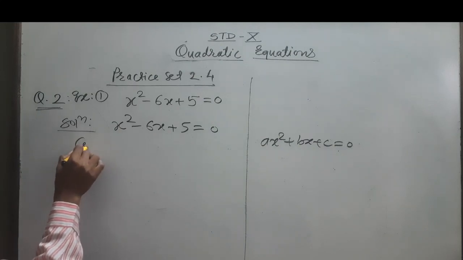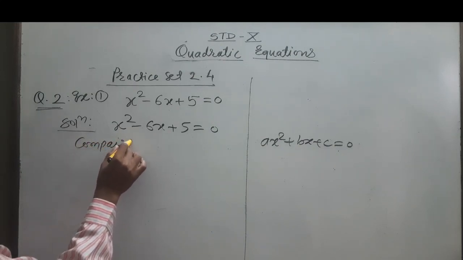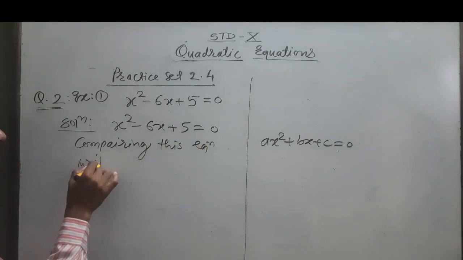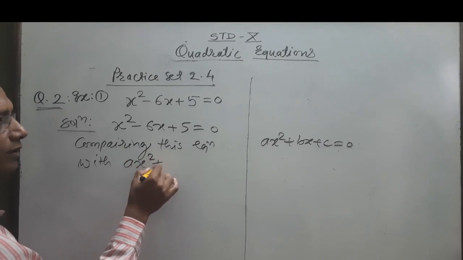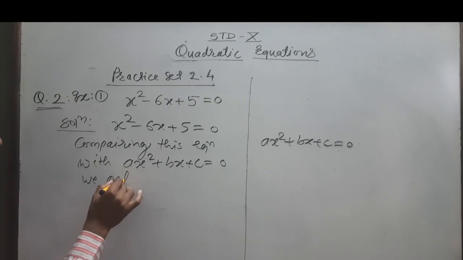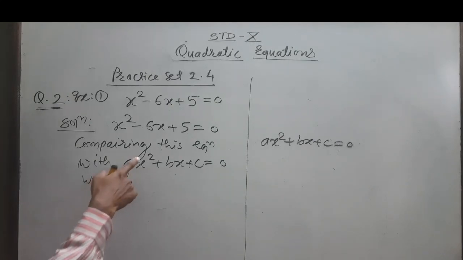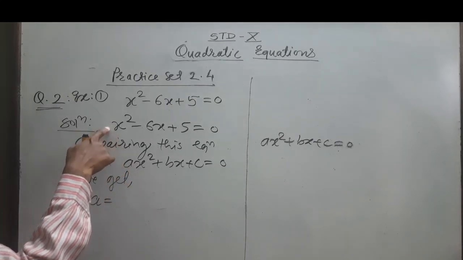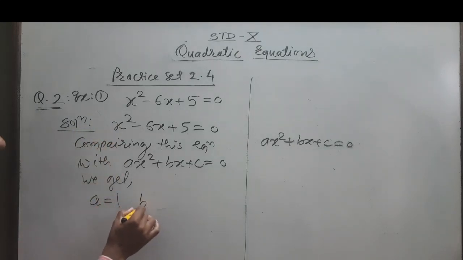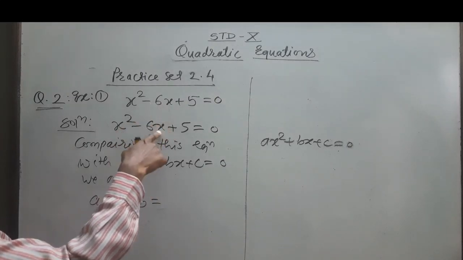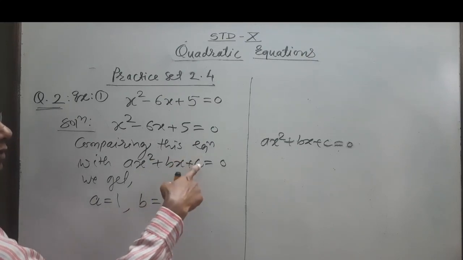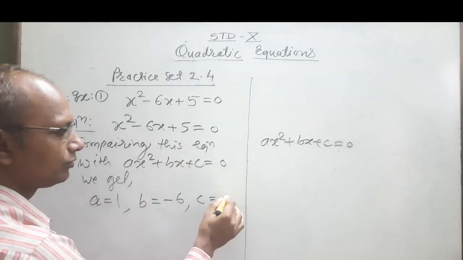So comparing this equation with the standard form, that is ax square plus bx plus c equal to 0, what do we get? We get the value of a. See here, the coefficient of x square is 1. Nothing is written, it means 1. So the value of a is 1. The value of b is the coefficient of x, that is minus 6. And the value of c is the constant, that is c equals 5.